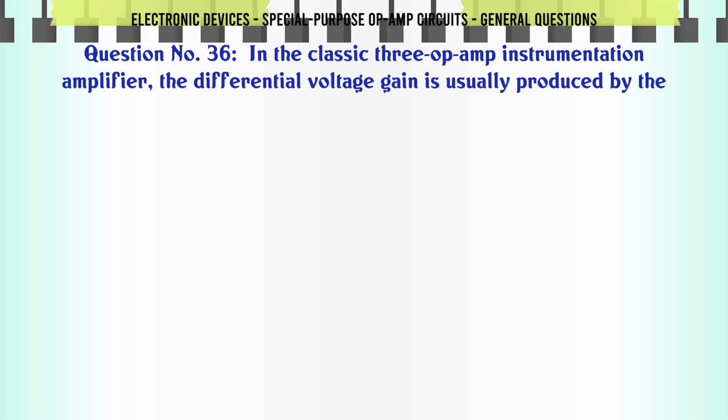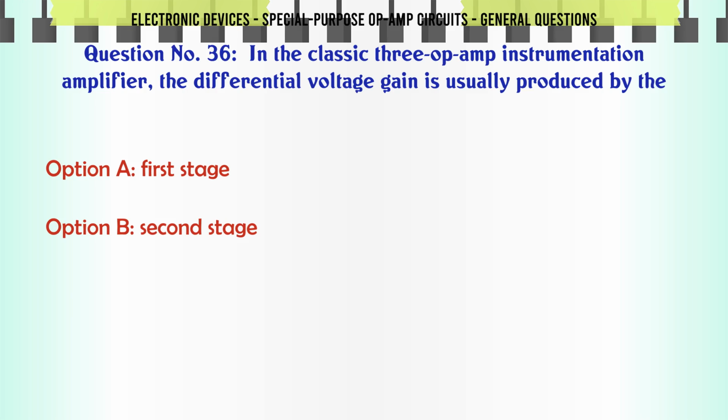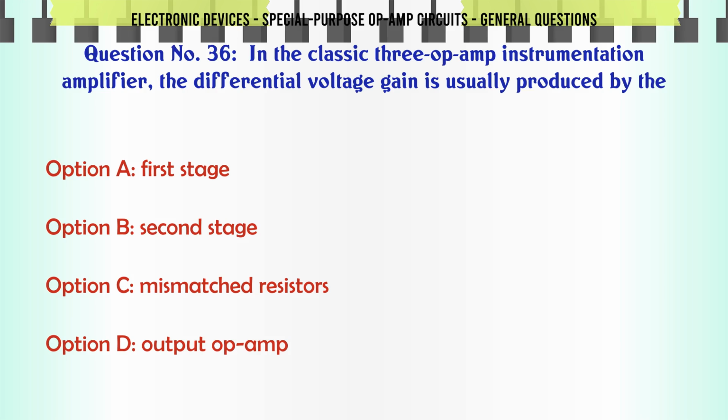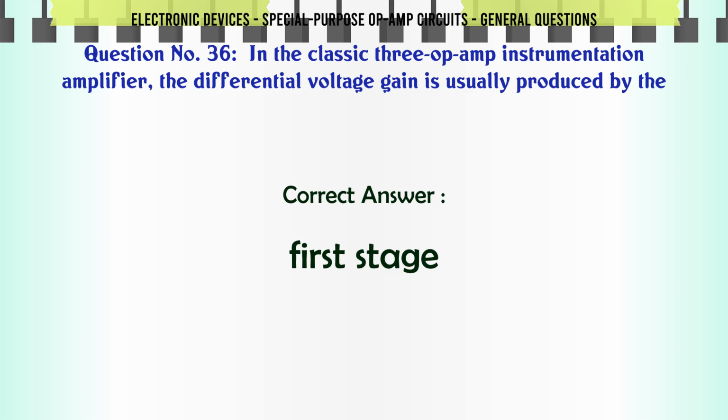In the classic 3 op-amp instrumentation amplifier, the differential voltage gain is usually produced by the A. First stage, B. Second stage, C. Mismatched resistors, D. Output op-amp. The correct answer is first stage.